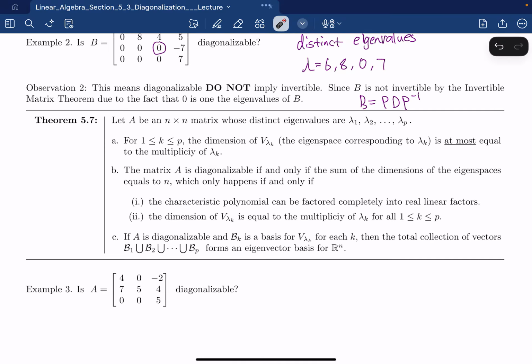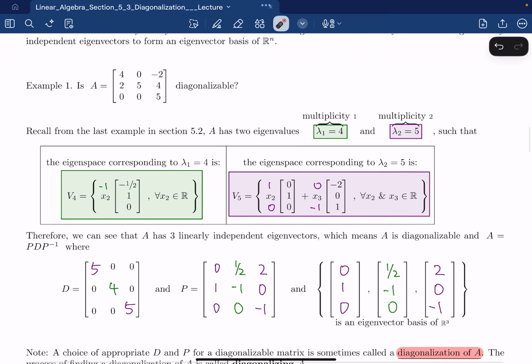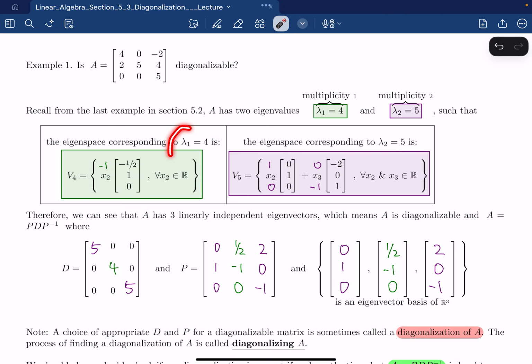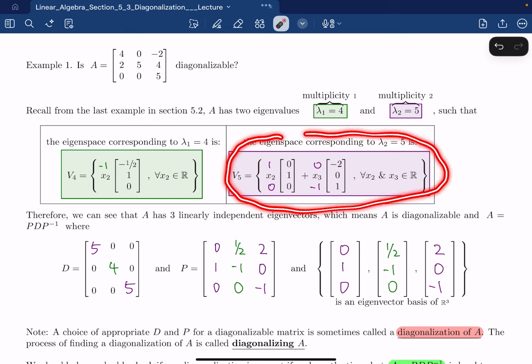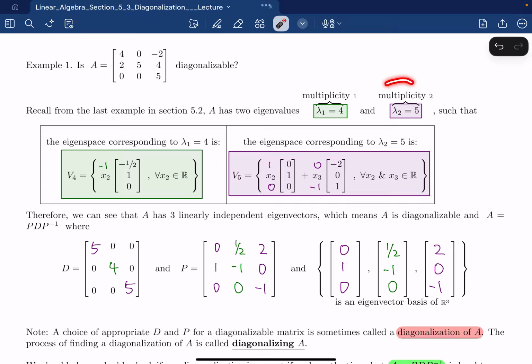We can see that in the previous example as well. In fact, we even hinted at this before. Lambda 1 equals 4 has multiplicity 1, so the eigenspace is dimension 1, one vector in the basis. Lambda 2 equals 5 has multiplicity 2, so the eigenspace corresponding to lambda 2 equals 5 is 2-dimensional. There's no way to have more dimensions than the multiplicity of the eigenvalue. There could be fewer, and that's when we run into problems.